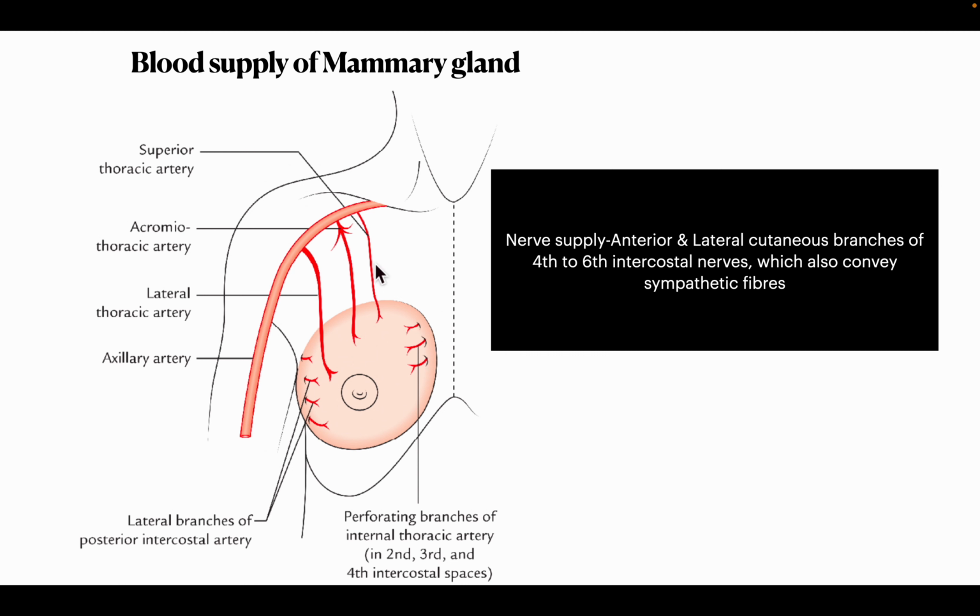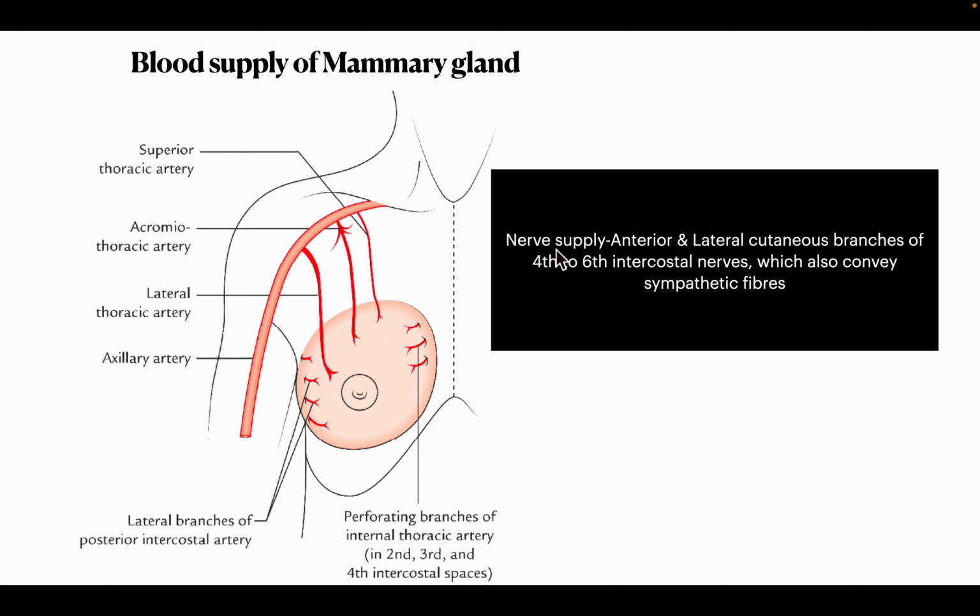A branch from the axillary artery, that is superior thoracic artery, is also supplying the mammary gland. And a branch from the acromiothoracic artery is also supplying the mammary gland. Right. One of the important arteries, the lateral thoracic artery, is also supplying the mammary gland, and a lateral branch of posterior intercostal artery. These all are the arteries which are supplying the mammary gland.